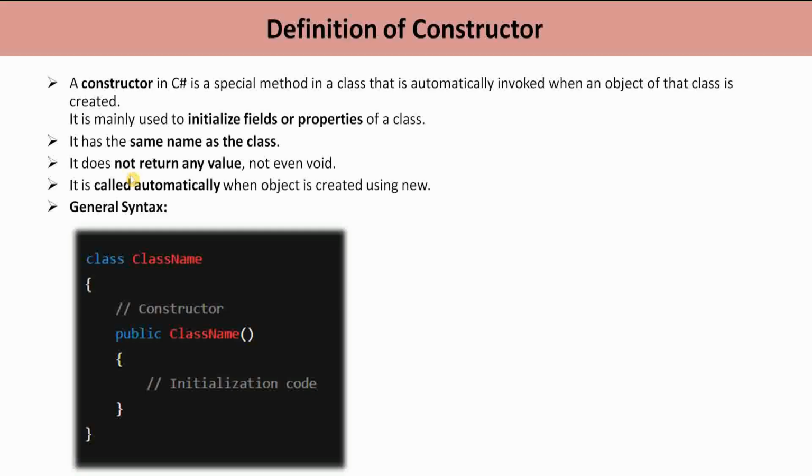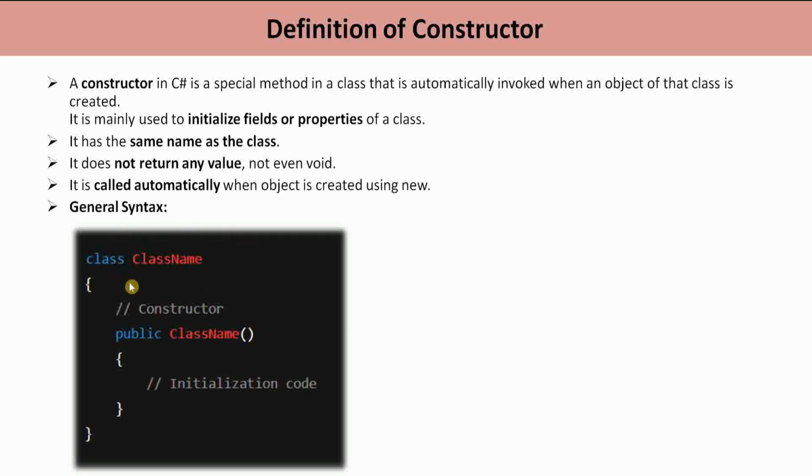So a constructor does not return any value, not even void, meaning not a null value, not any string or integer value. It is called automatically when an object is created using the new keyword. So if we create an instance through the new keyword, then it is automatically invoked while creating the object of that particular class. So this is the general syntax of the constructor.